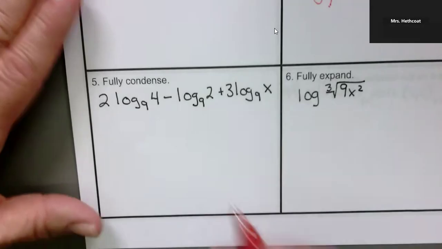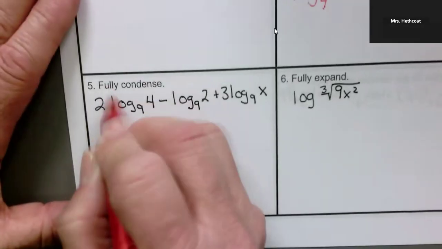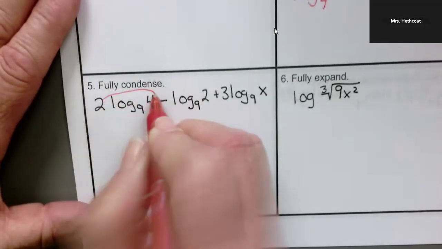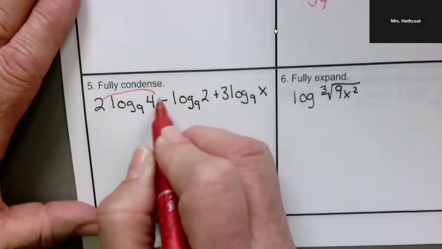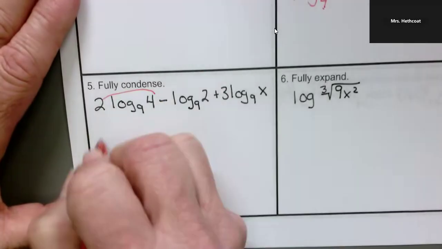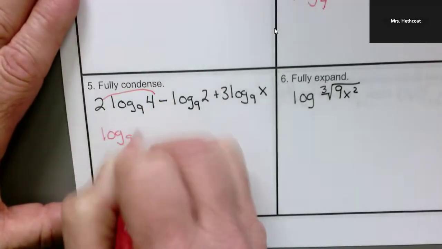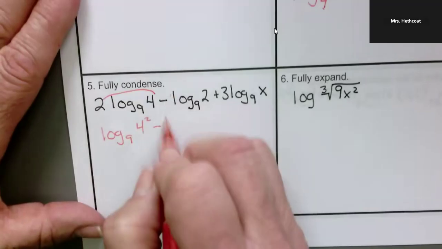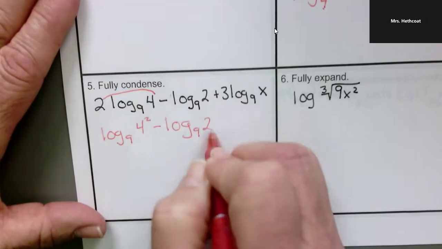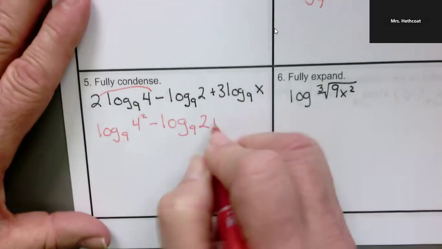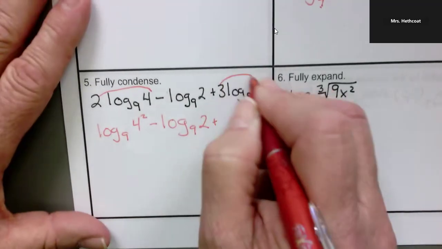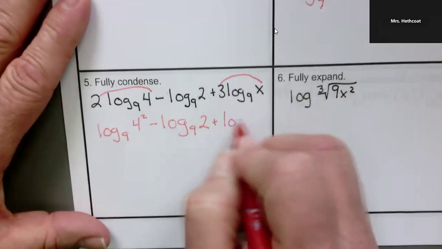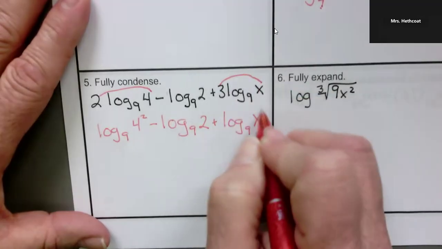So the first one is the product property, that this leading coefficient of 2 is going to become a square. So we get log base 9 of 4 squared minus, there's nothing leading here, so I'm just going to copy it again, log base 9 of 2. Plus, I have a leading coefficient again, so I'm going to make that an exponent, log base 9 of x to the 3rd power.